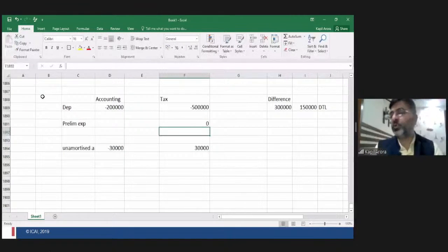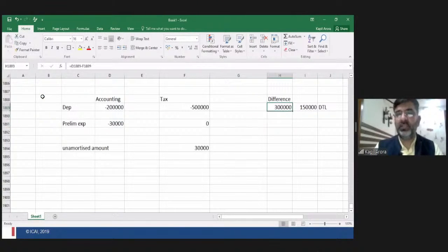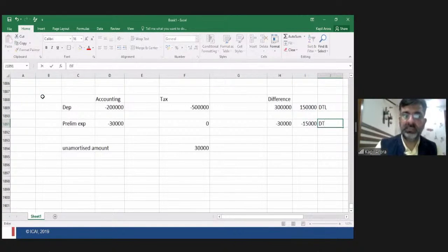because it is still showing in the balance sheet, but it is showing here as expenses. So it means there is a difference again of 30,000 here. This difference is the additional amount we are getting. So it will result in a deferred tax asset.